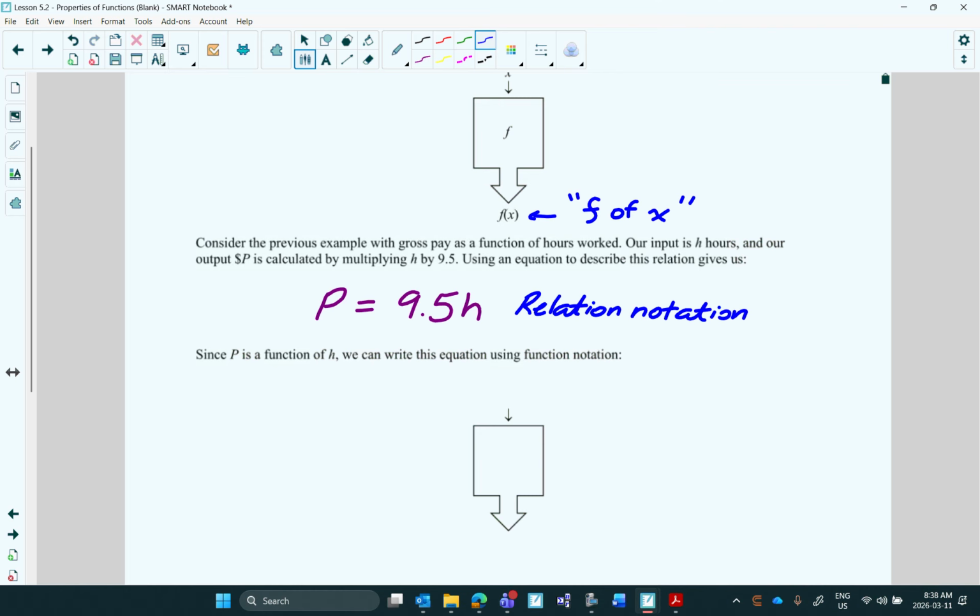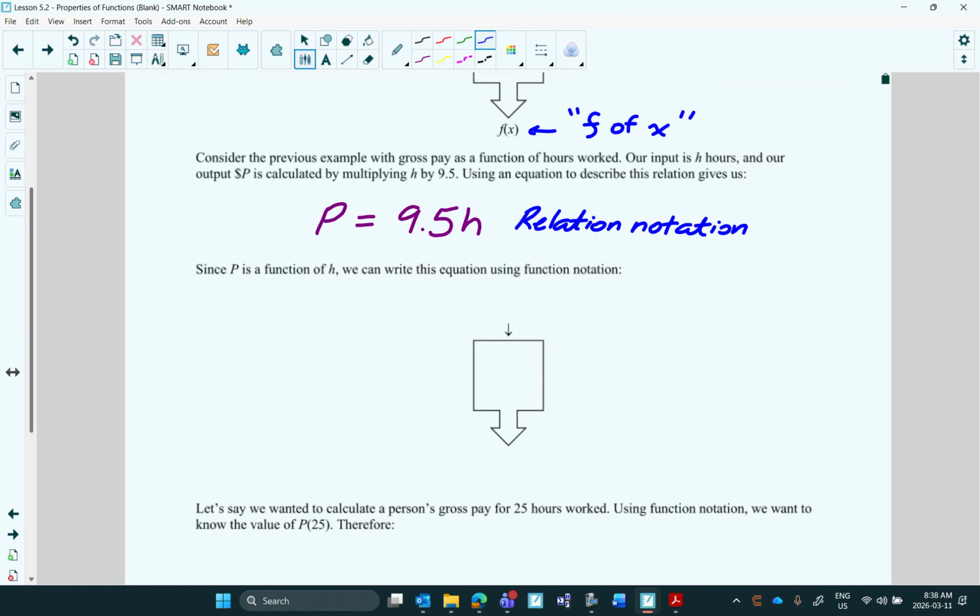In this question, the information we are inputting is h. Okay? Then we are performing something inside to calculate gross pay, and out pops P of h. And again, that's how you read it. Don't think of it as multiplication. It's not P times H. It's P of H.